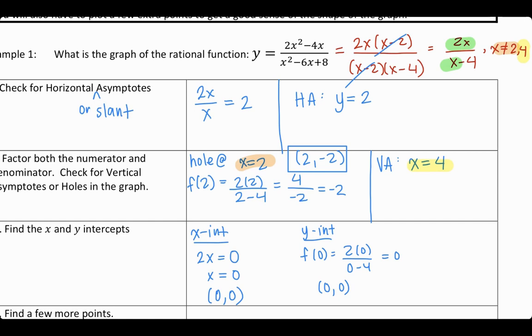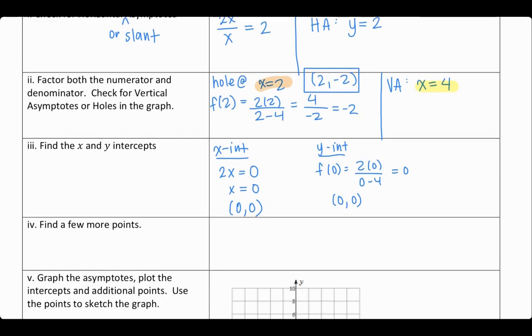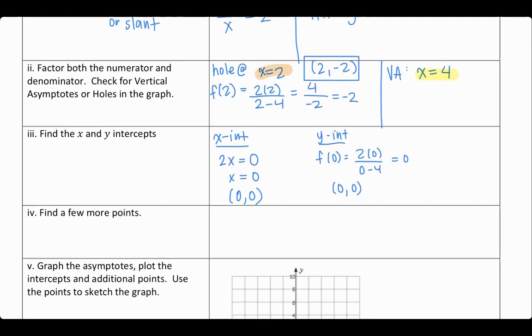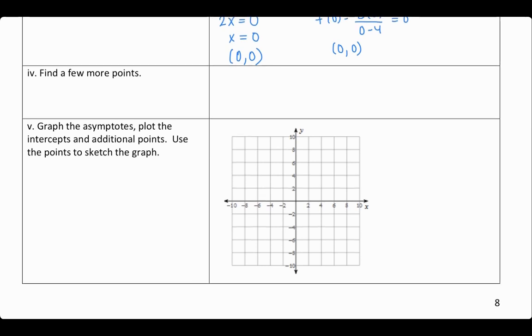Is there any questions so far on what we've done? Okay. So I'm going to put what we know so far on the graph. I'm going to scroll down. So we have a horizontal asymptote at y equals 2. I'm going to draw this on here, but I'm not going to do just a solid line because the asymptote itself is not part of the graph. I'm going to put some boundary lines on here.